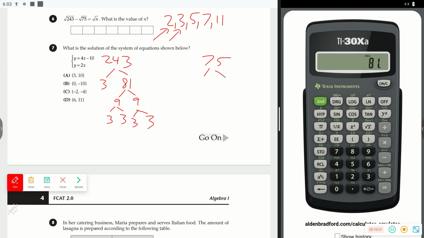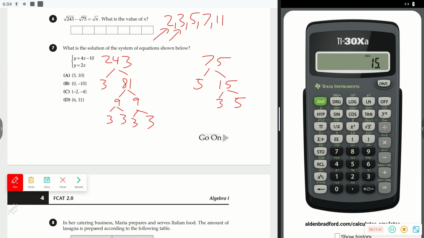75 is not divisible by 2. It is divisible by 3, but I think it's going to be easier to divide by 5. So we have 5, and then 75 divided by 5. Let's do that, just to make sure we have it right. Oops, I hit a button wrong. Let's try that one more time. 75 divided by 5 equals 15. And then from 15, we're going to have 3 and 5.